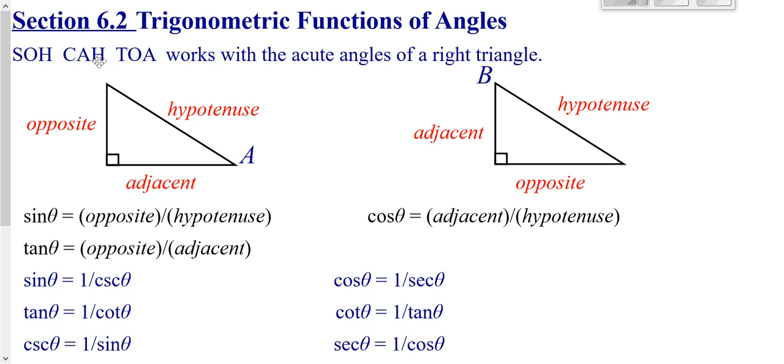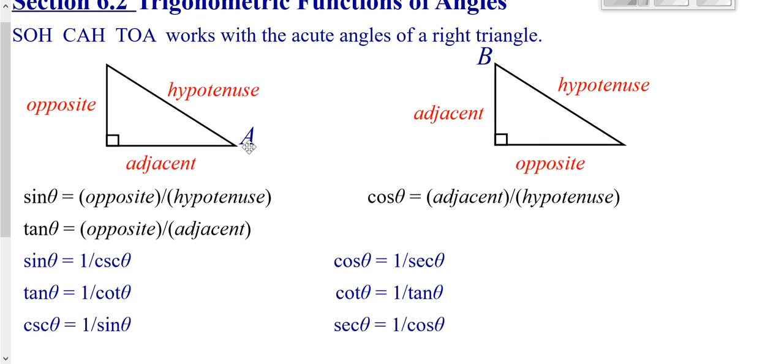Cosine is adjacent over hypotenuse, and you see that down here listed in black. And TOA is tangent, opposite over adjacent, and you see that listed here in black. Now, SOH CAH TOA only works with the acute angles of a right triangle. It does not work with the right angle.